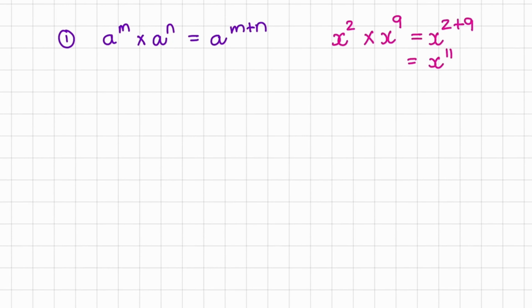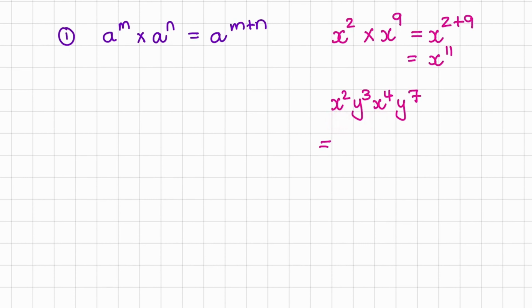Another example would be if we have x squared, y to the power of 3, x to the power of 4, y to the power of 7. Now, we can only add up the exponents of the variables that are the same. So, in this example, we'll have x to the power of 2 plus 4 times y to the power of 3 plus 7. So if I simplify, this would be x to the power of 6 and y to the power of 10. So the law is important. In order to add the exponents together, the base values or the base variables must be the same.